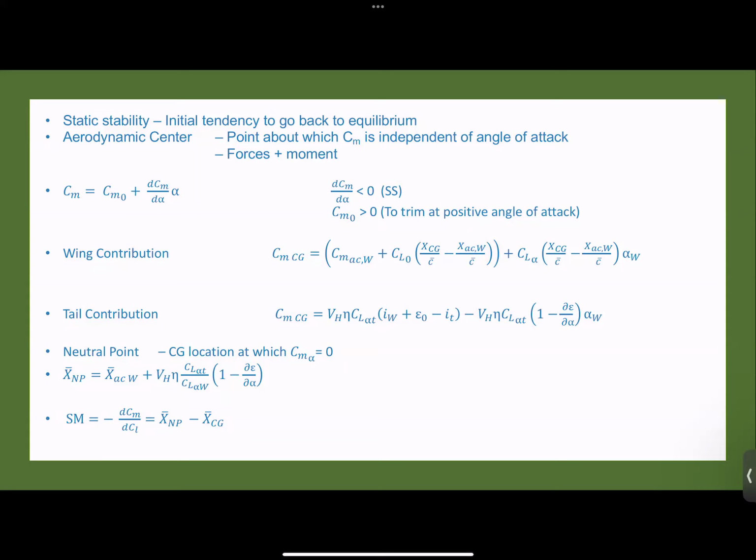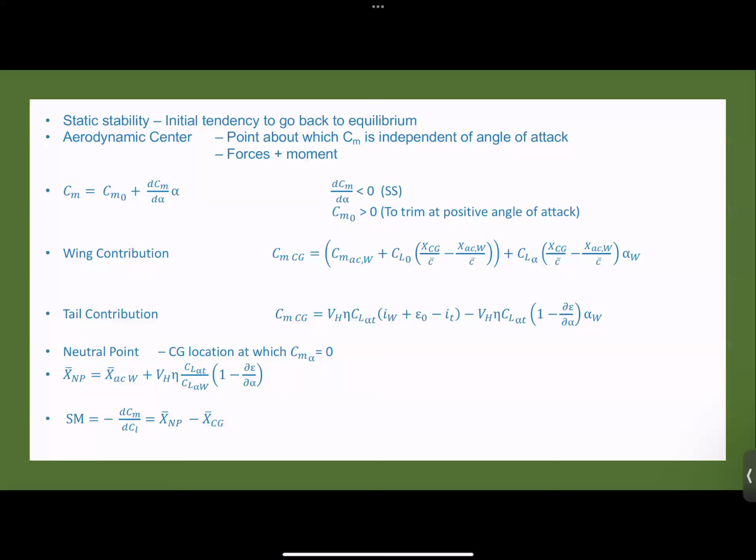Okay. So first we had discussed the static stability and what it means with regard to an aircraft. Then we had discussed what aerodynamic center is. So aerodynamic center is the point about which the pitching moment is independent of angle of attack. For the entire aircraft, it is the neutral point. Aerodynamic center, neutral point are the same thing. Aerodynamic center is for the wing, and the aerodynamic center of the entire aircraft is the neutral point.